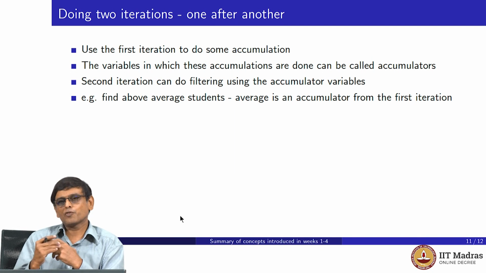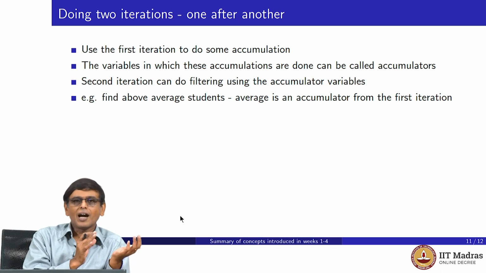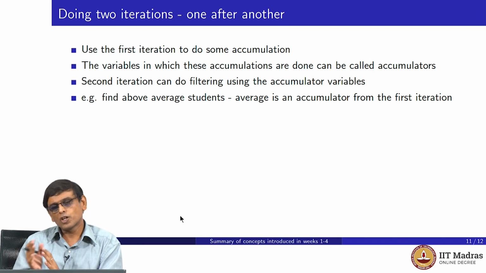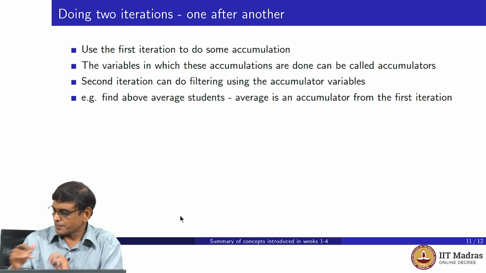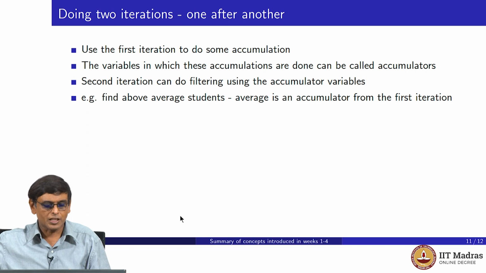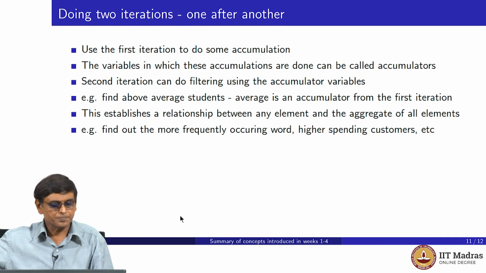Or, for example, in the first pass you may find the frequency of words, and in the second pass you may find the words occurring with higher frequency and the words occurring with lower frequency. So, based on the accumulations you have done in the first iteration, you can decide how to bin or classify the elements into different categories.